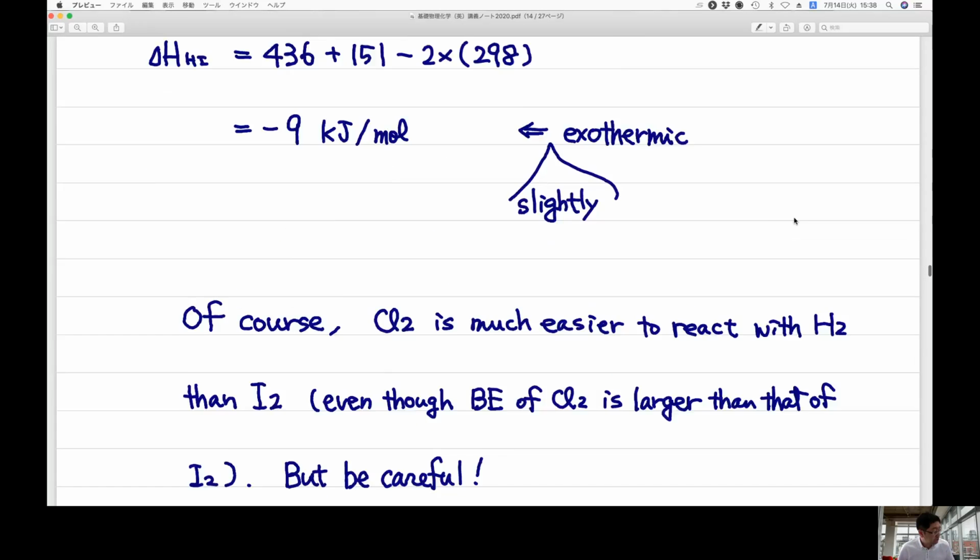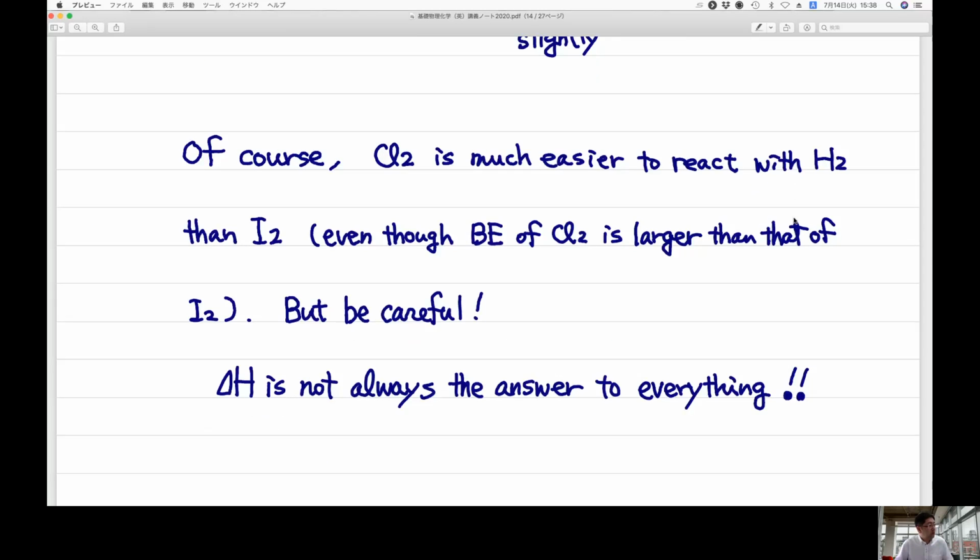And here you can see, of course, chlorine is much easier to react with hydrogen than iodine, even though the bond energy of chlorine is larger than that of iodine. But be careful. Change of the enthalpy is not always the answer to everything.